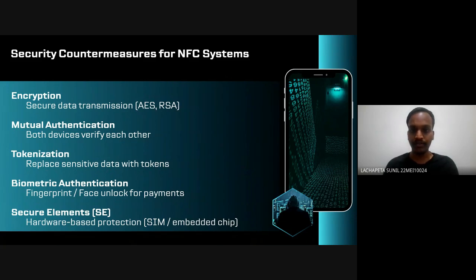Then we have tokenization, which is widely used in payment systems. Instead of sending actual card details, a temporary token is used, making it useless for attackers. Another important measure is biometric authentication, like fingerprint or face recognition. This ensures only the authorized user can approve transactions. Finally, secure elements are hardware components inside the phone that safely store sensitive information like payment credentials. Next slide.